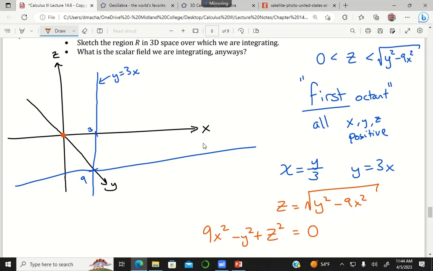Yeah? Y equals 3x. Be centered on 3. Oh, you're right. Sorry. That's a great point. Y equals 3x. So that means this point, (3, 9, 0), that actually should belong to the line y equals 3x. Okay. That's a really good point. A very good catch.